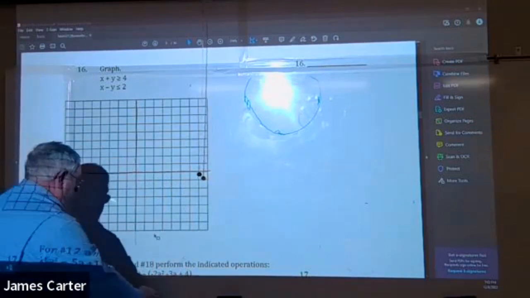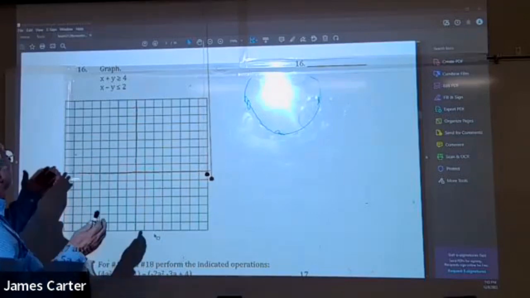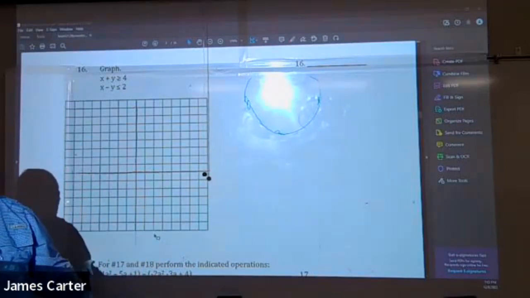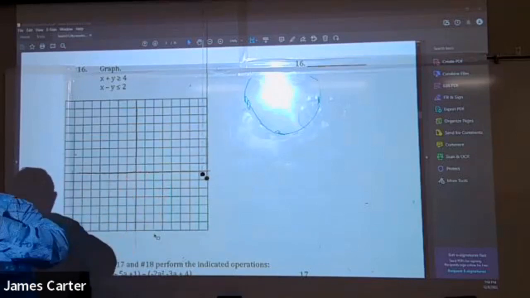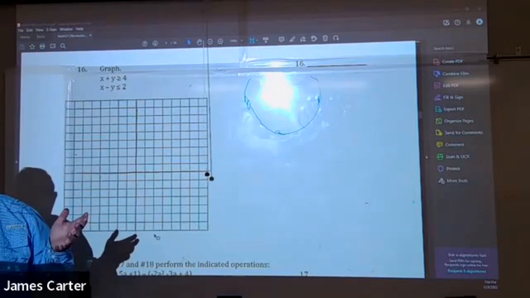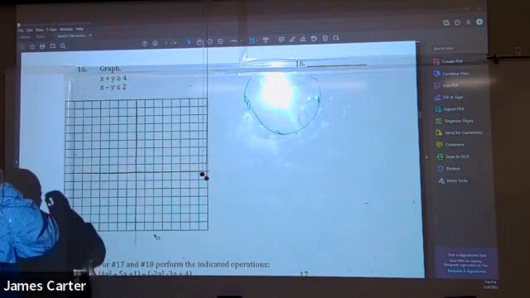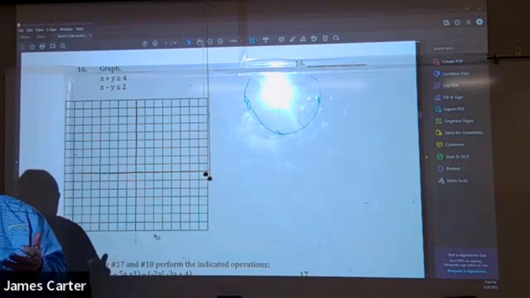Okay. Now that I've got that, what have I got to do? Graph each line separately. See if they intersect, if they're parallel, if they're whatever. Or even the same line. And then we have to shade the overlapping area.